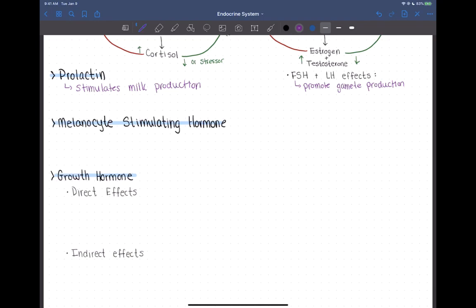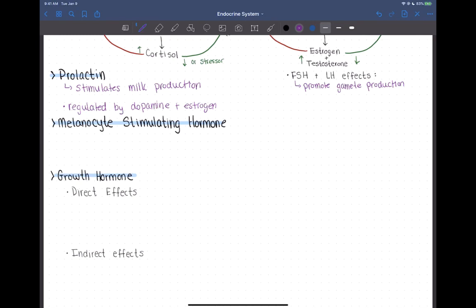And actually, the secretion of prolactin is regulated by dopamine and estrogen. Dopamine actually causes a decreased secretion of prolactin, and estrogen promotes the secretion of prolactin.